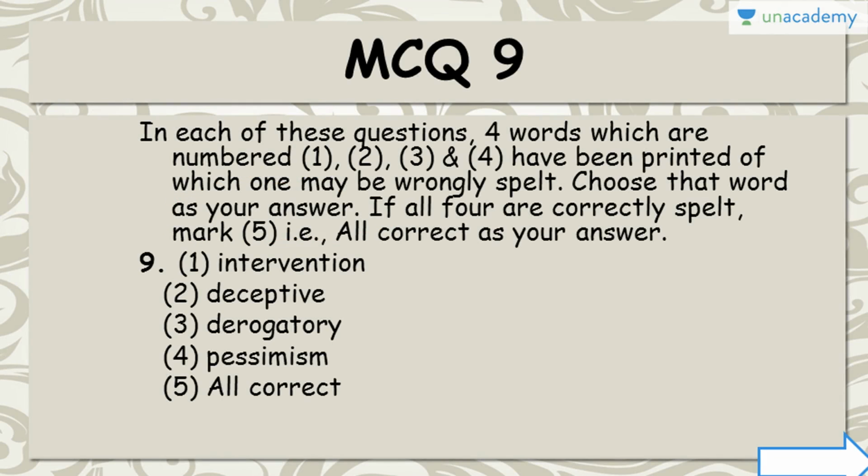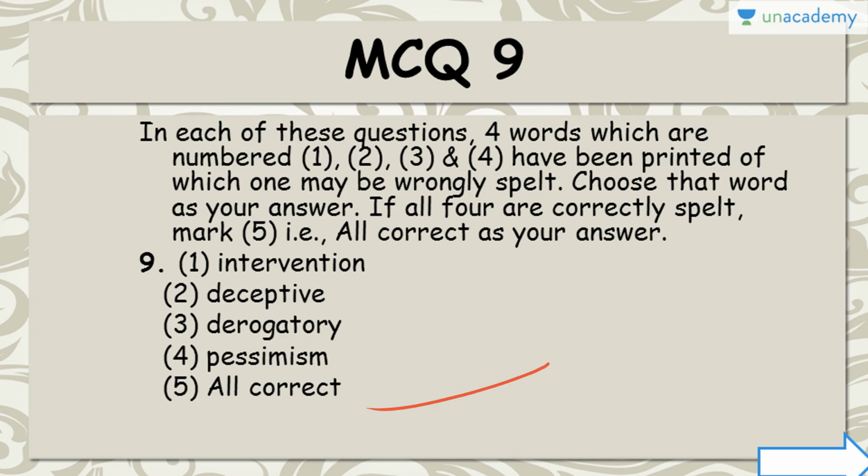Moving on, MCQ 9th for today. You have to find out of these 4 words if any of the words is wrongly spelled, you have to mark that as your correct answer. And if all 4 are correctly spelled, then you have to mark 5 as the correct answer, that is, all correct. So you can have a read, pause the video. Intervention, deceptive, derogatory, pessimism, or all correct.